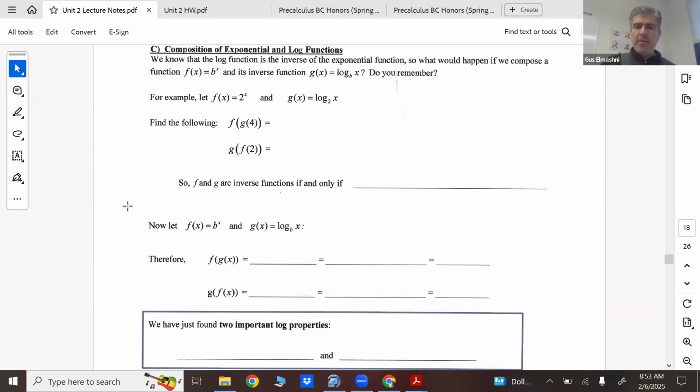Composition. When you plug one function into another, that's what composition means, right? Not that hard. So g of 4 means I have to do 2 raised to the log base 2 of 4, right? Because I have to do log base 2 of 4 first and then throw it into the 2 to the x equation. What does that wind up becoming? 4, yeah, exactly. What if I do the other way around? I do log base 2 of 2 to the second power.